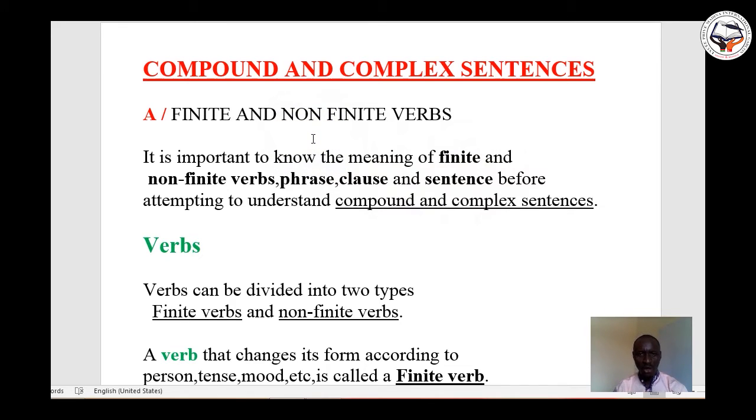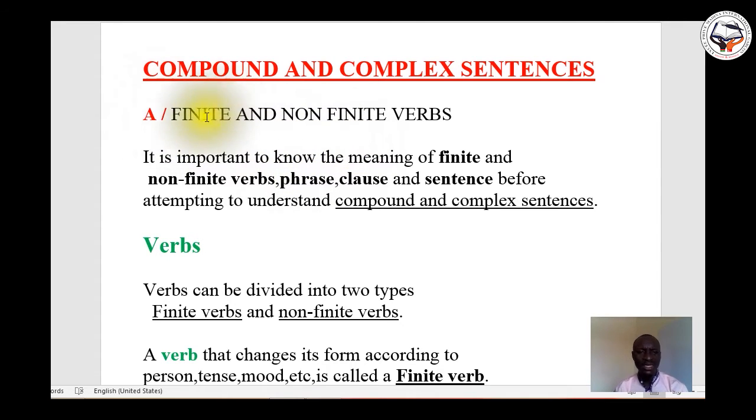Okay, be at ease. Today we are working on a grammar lesson, and the title of this grammar lesson is compound and complex sentences. I think you will ask me what compound and complex sentences are. For the time being, I can give you the meaning of compound and complex sentences, but it will be a little bit difficult for you. So we'll work on verbs first, and then we'll come back to compound and complex sentences.